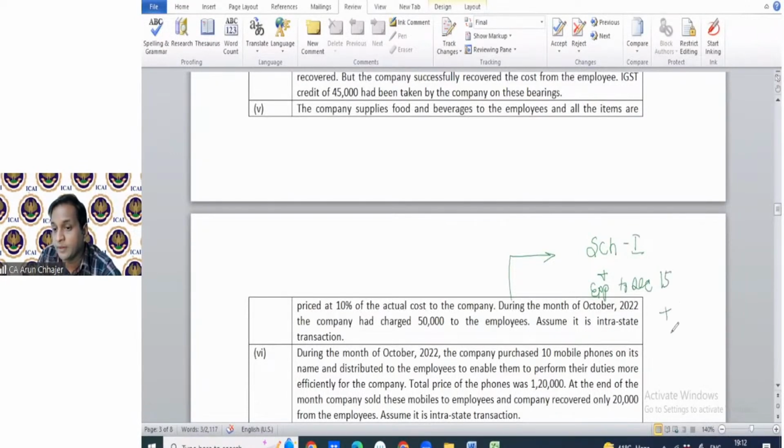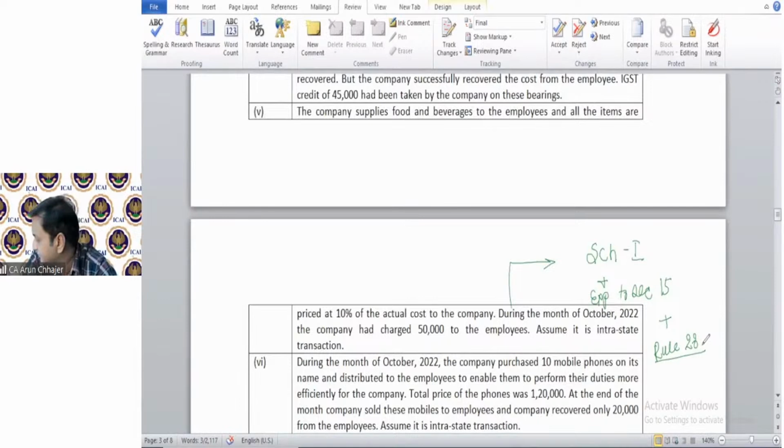Third point will come rule 28. Would you like to add something? I will explain these three terms: schedule 1, explanation to section 15, and rule 28 to explain serial number 5 and serial number 6. What is that?